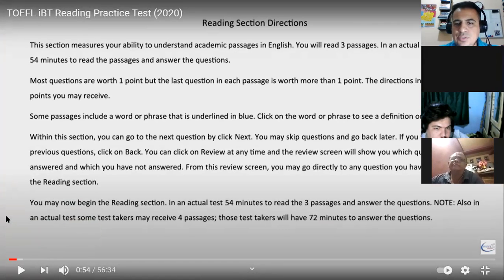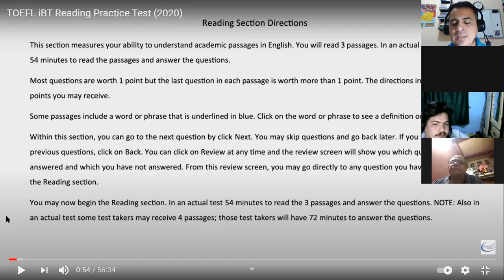Okay, very good. Le voy a leer las instrucciones para que ustedes conozcan esa parte también, right? In the test. This section measures your ability to understand academic passages in English. You will read three passages. In an actual test, you will have 54 minutes to read the passages and answer the questions, okay? Most questions are worth 1 point, but the last question in each passage is worth more than 1 point. ¿Qué es la que vimos de último? The summary questions. Esas valen, ya las van a ver. Esa vale más de un punto. The directions indicate how many points you may receive.